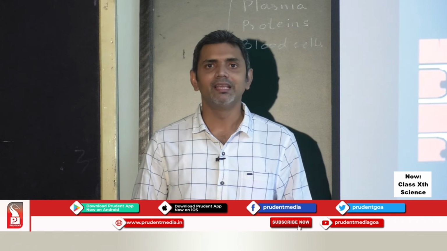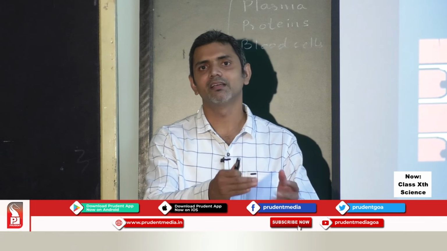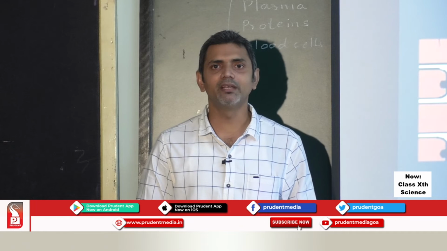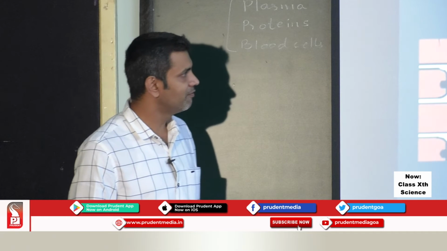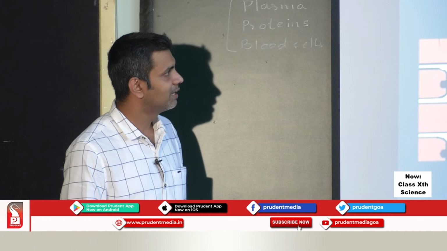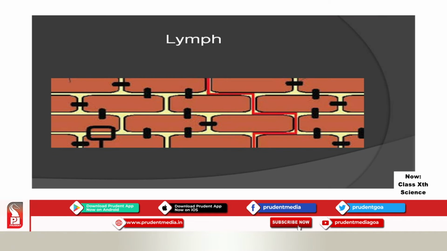Lymph drains excess fluid from extracellular space. Intercellular space and extracellular space are both the same. So lymph drains excess fluid from extracellular space back into the blood. So these are the two functions performed by lymph.